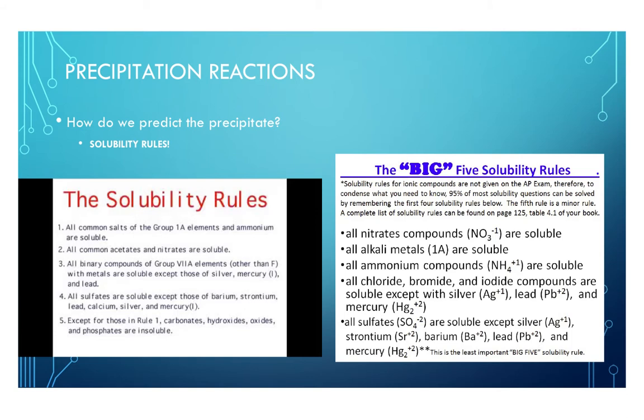So the question is, how do we know which substance is going to stay dissolved, and which one is going to precipitate out? Well, the answer to that lies in some, again, patterns of predictability known as solubility rules. Let's listen to them.